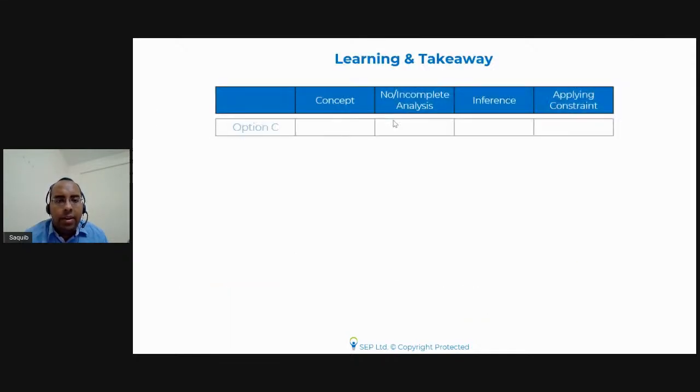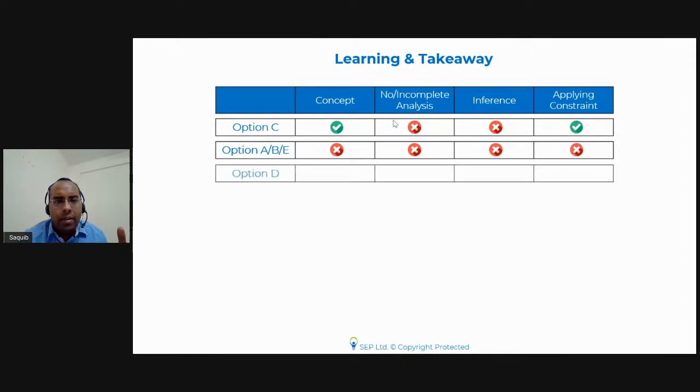So the learning and takeaway here, and this is the way I process things, is that if you mark C as the answer, if you mark 17 as the answer, you were able to apply the constraint concept, but you were not able to do the analysis properly. You did not make the right inferences. Thankfully, nobody said ABE, because if you said ABE, your conceptual knowledge would have also been weak. Those who have marked D have actually done everything correctly.